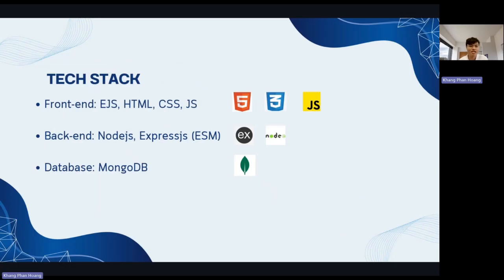And to build the website, we implement some tech stacks. For building the UI, we use HTML, CSS, and JavaScript, and also the template engine EJS to build the user interface. For the backend, we implement Node.js and Express.js to handle logic and interact with the database. And for the database, we implement MongoDB to store any data in the website.